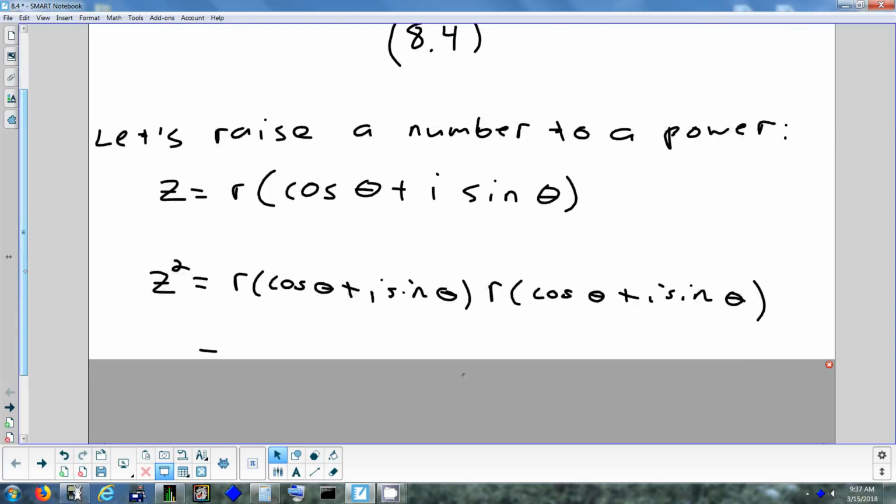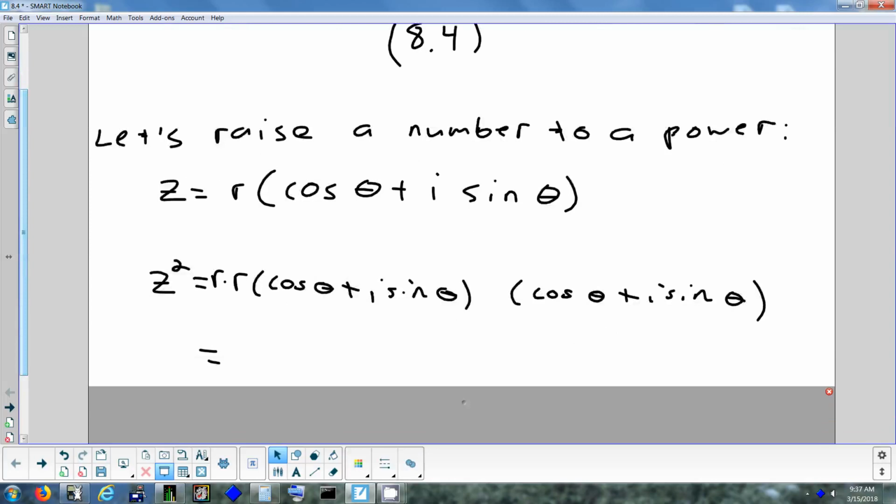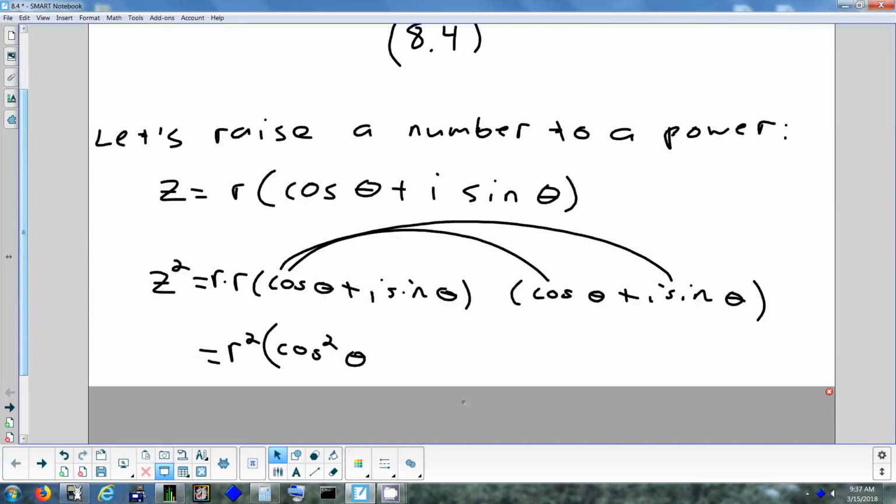Now, using the commutative property, if I want, I could just take this r and move it in front. If you don't want to move it in that step, you don't have to. But I'm doing that so you can see something. What's r times r? R squared. And now the rest of it is FOIL. So let's do it. What's cosine times cosine? Cosine squared.